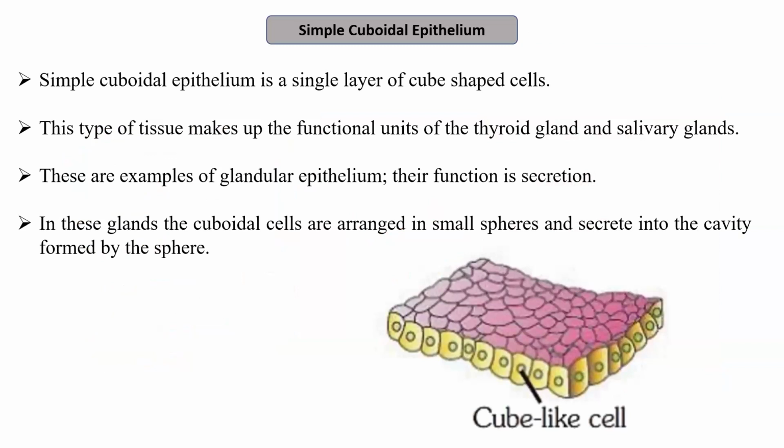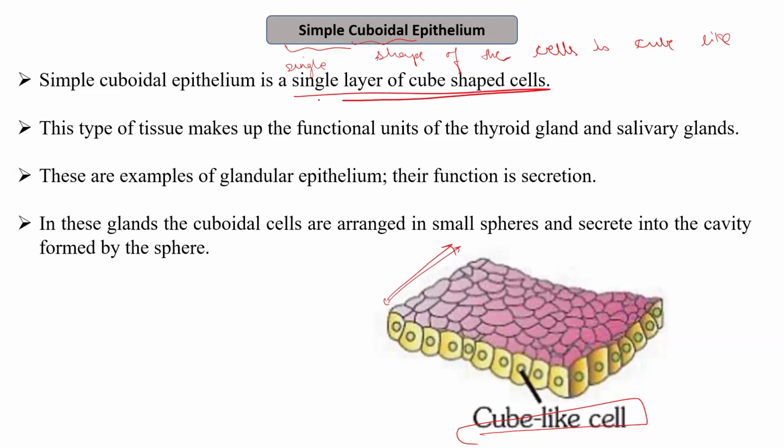Next, we have the simple cuboidal epithelium. As the name suggests, simple means single layer and cuboidal means the shape of the cells is cube-like. You can see in the figure also that the cell is cube-like in shape and it is just a single layer that expands in this manner. It is not one layer of cells expanding over the other. Therefore, simple cuboidal epithelium is a single layer of cube-shaped cells. This type of tissue makes up the functional unit of thyroid glands and the salivary glands.